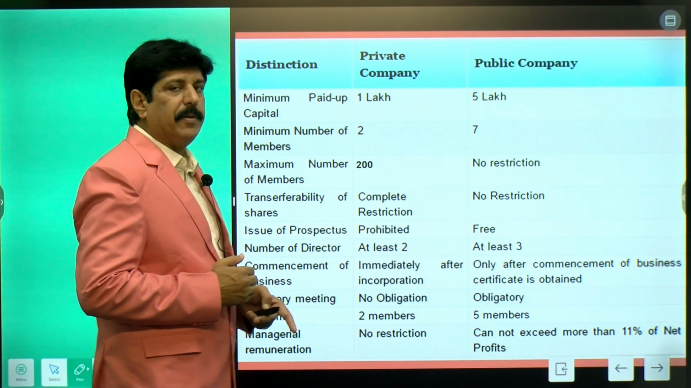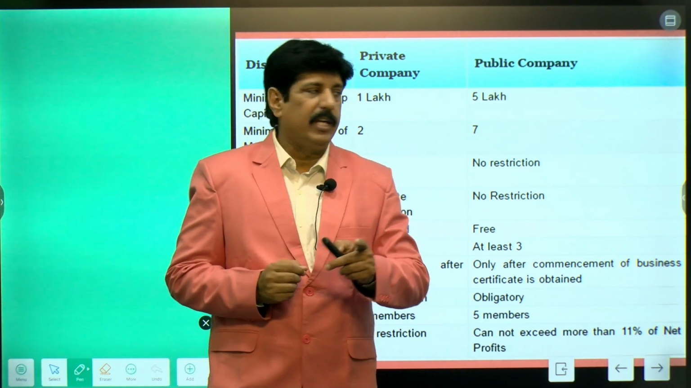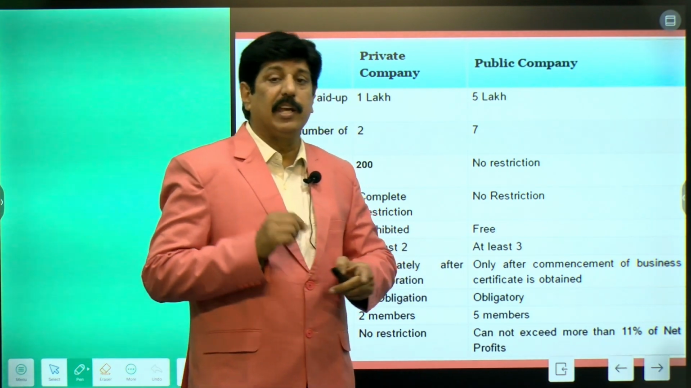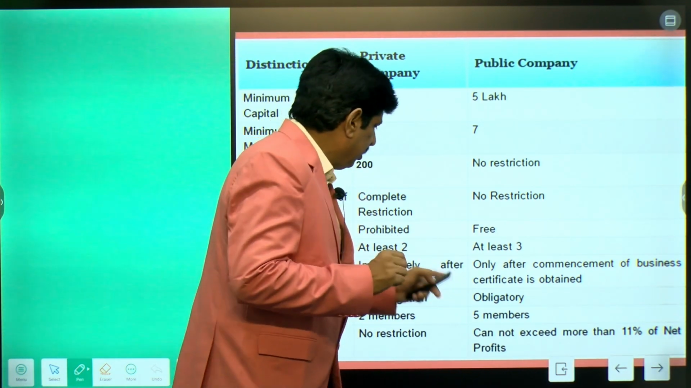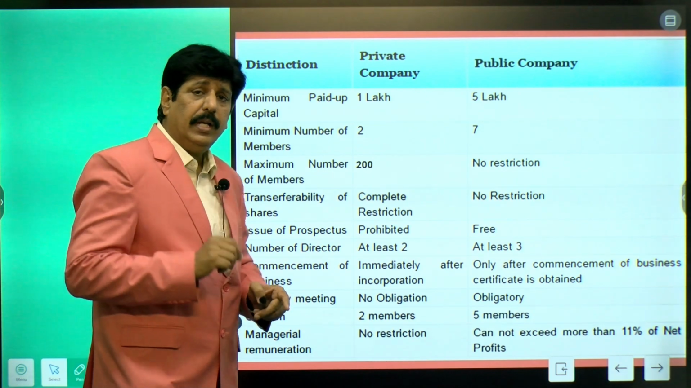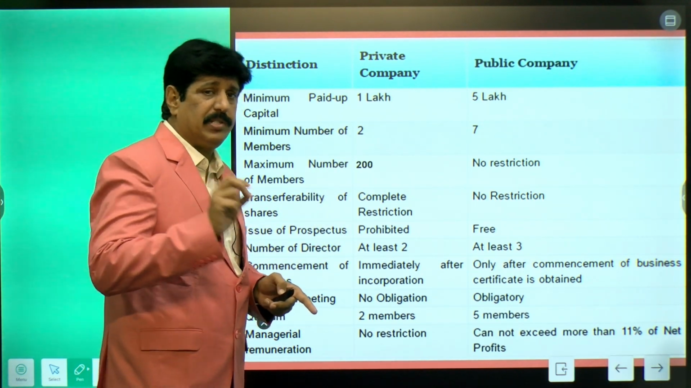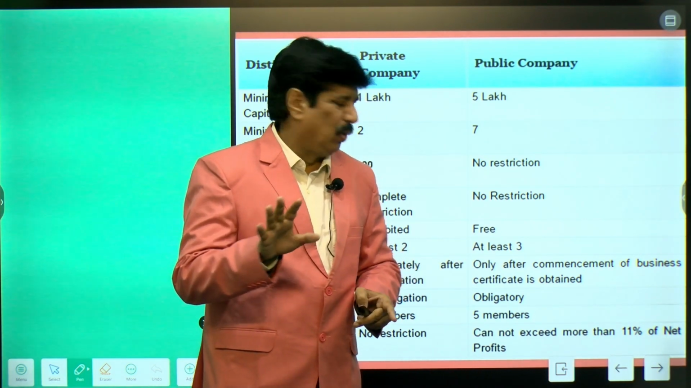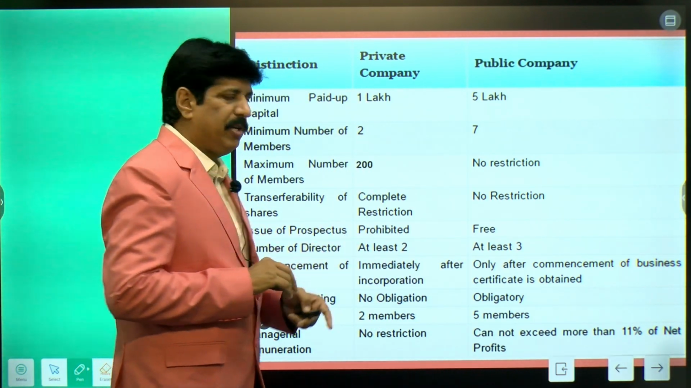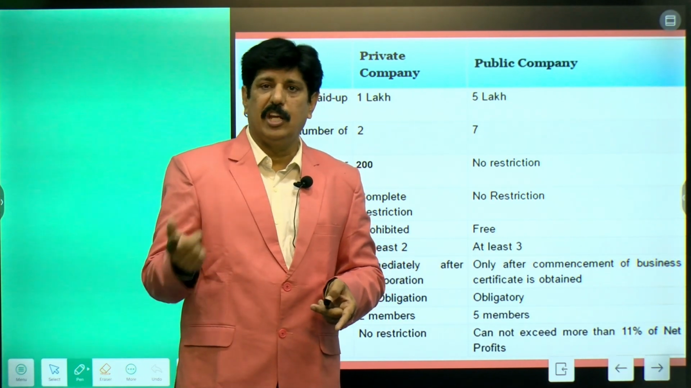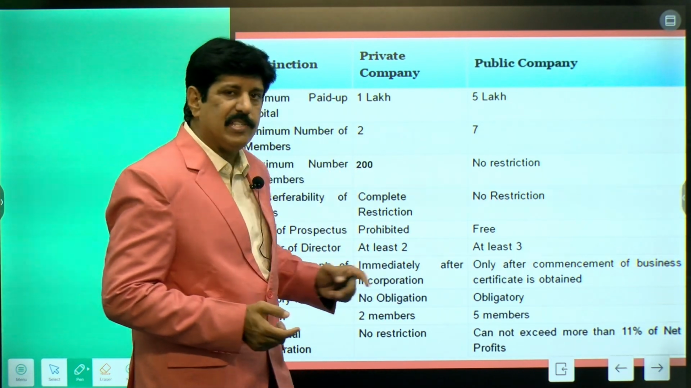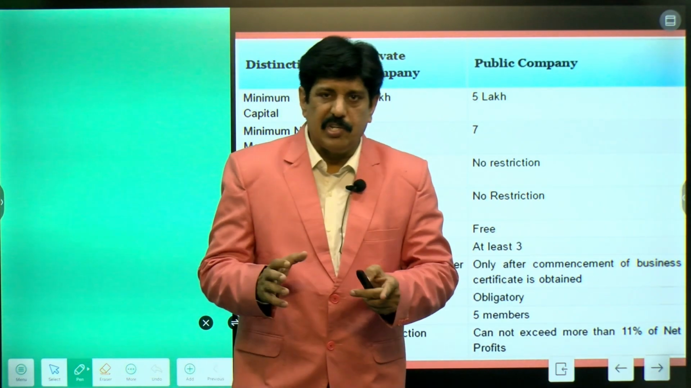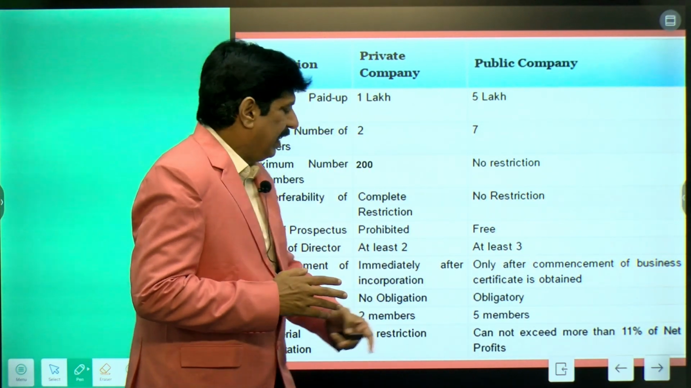And the statutory meeting. Such an obligation is not applicable for a private company, but in the case of a public company, they are required to conduct the statutory meeting. Quorum: in the case of a private company, a minimum of 2 members is a quorum. In the case of a public company, 5 members are the quorum. And the last one, managerial remuneration. Regarding the payment of managerial remuneration, there is no restriction in the case of a private company, but in the case of a public company, there is a restriction of up to 11% of the net profits.